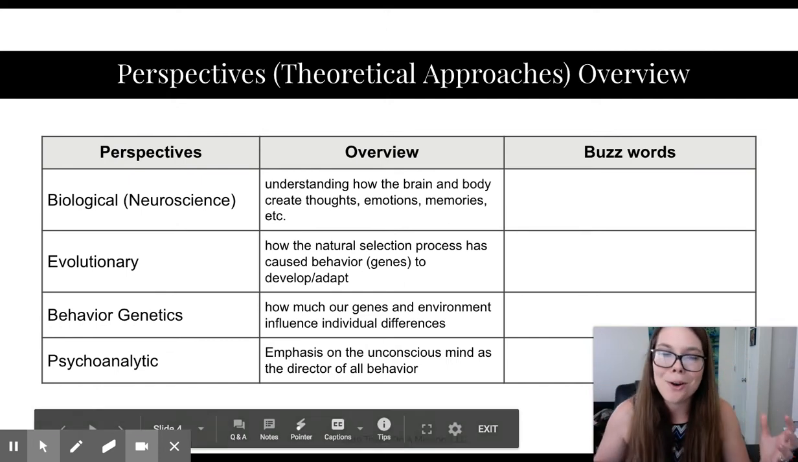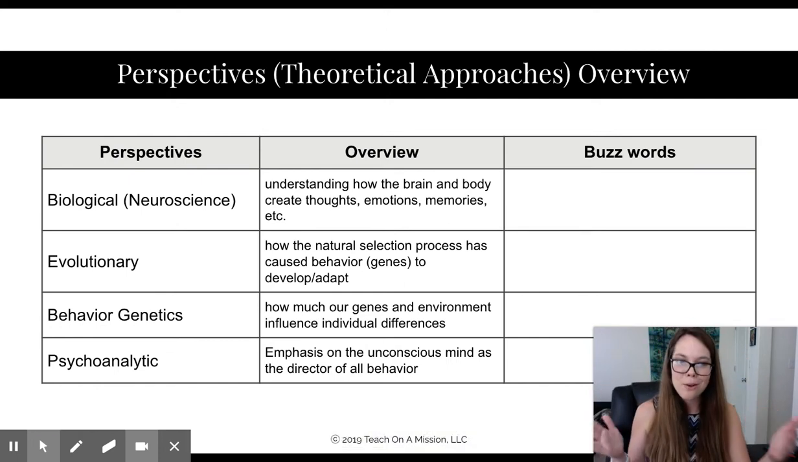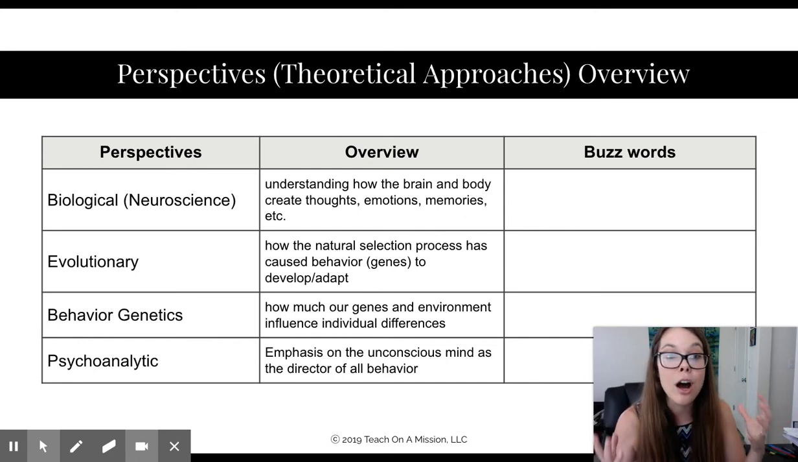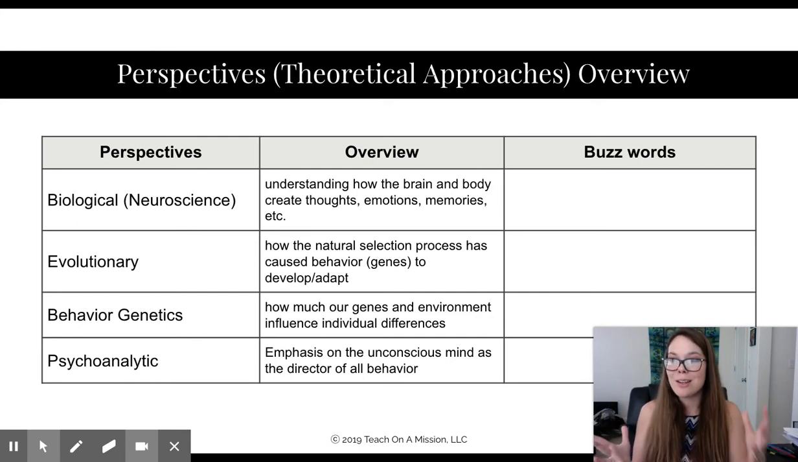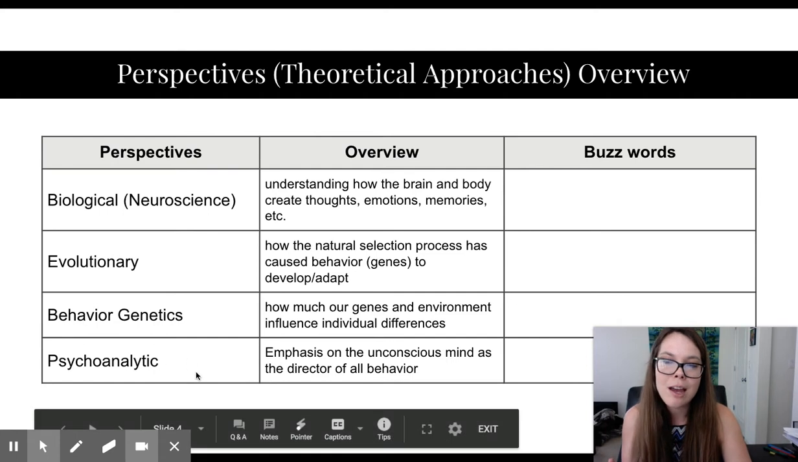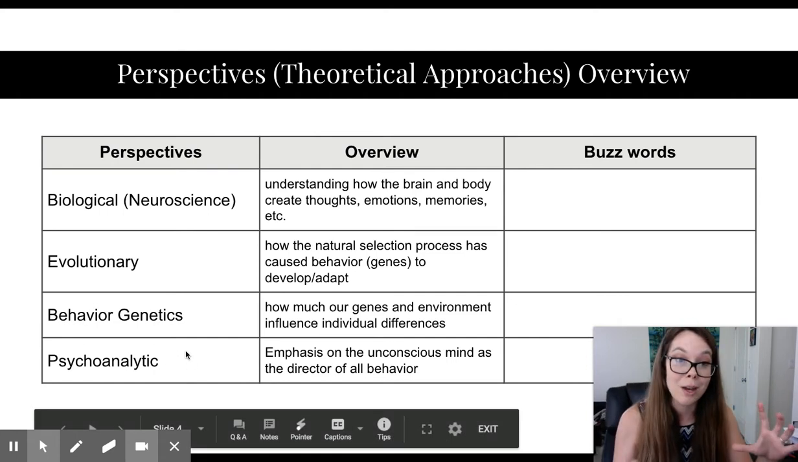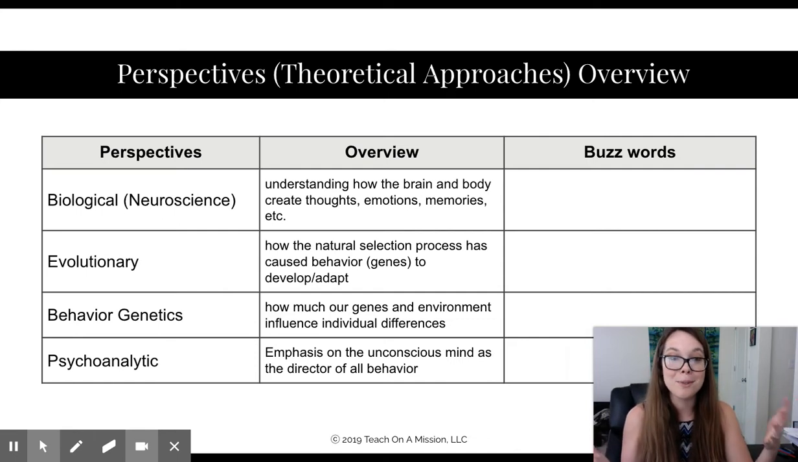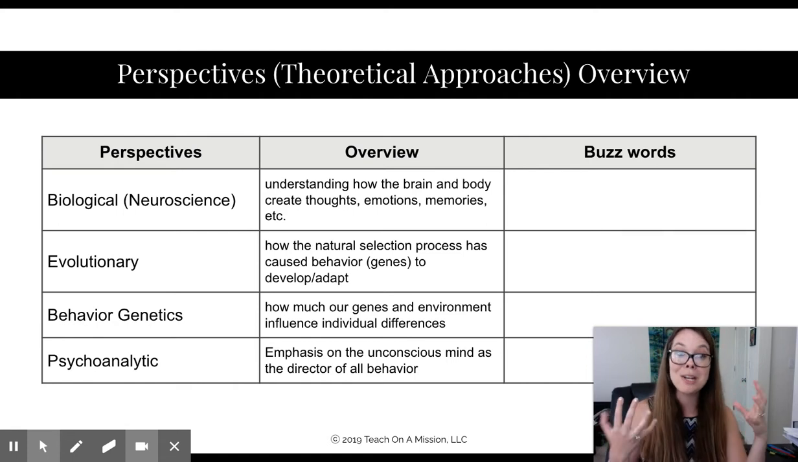And I like to call this the Freud lens. We will get to know Freud in just a few slides, but this is the emphasis on the unconscious mind and our drives within our unconscious. Whenever we hear psychoanalytical, I want you guys to put Freud's name next to it. Freud is probably one of the more popular psychologists, not maybe for what he's discovered, but just from some of his crazy theories.